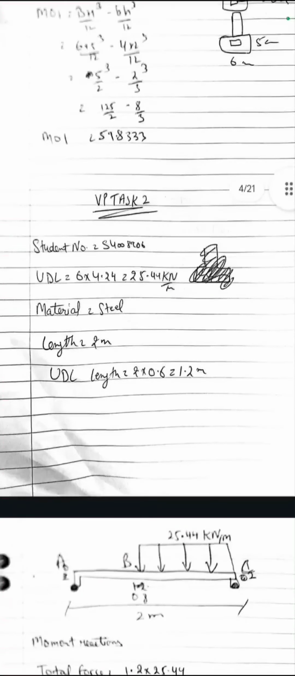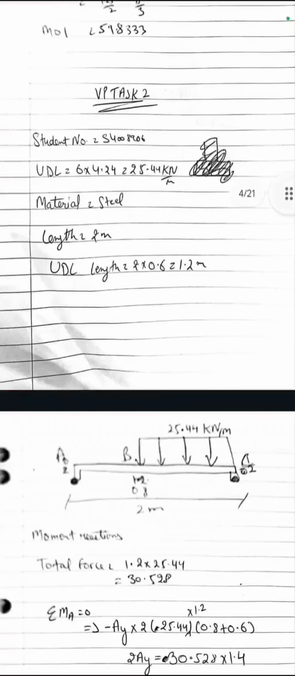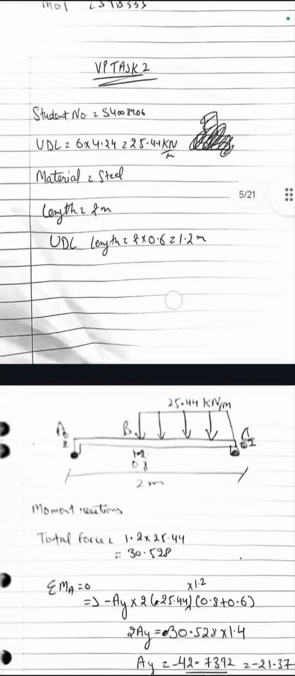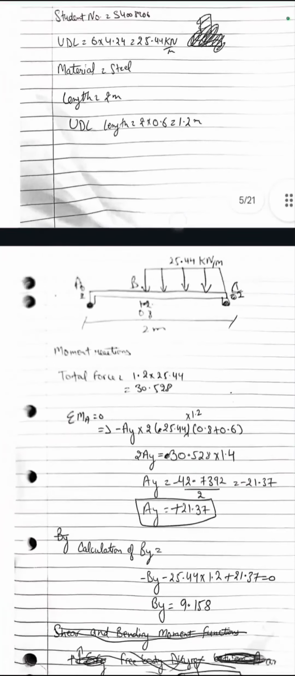And since my student number ends with an even number, my load starts from the right, and I got to multiply 6 by 4.24 to get 25.44 kilonewtons per meter as my uniform distributed load. My length of the beam was 2 meters, and the UDL was distributed over 1.2 meters because it's only on 60% of the beam.